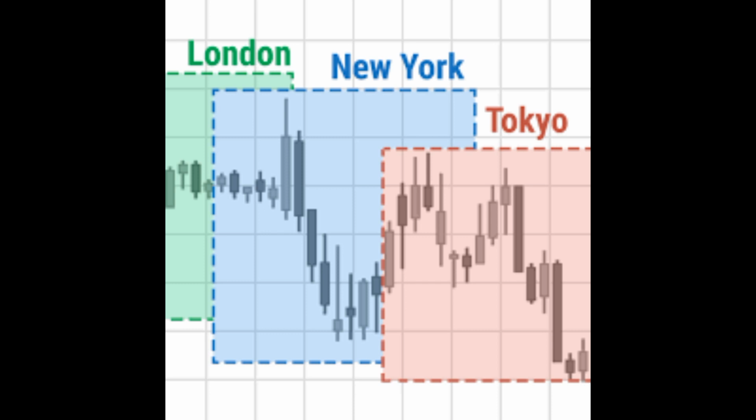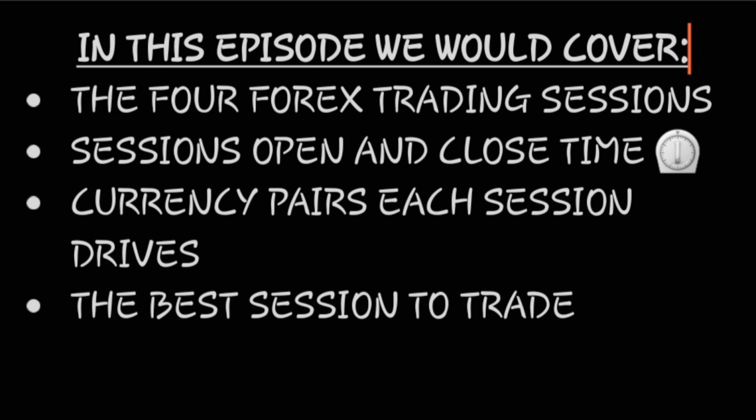Fourth is the Tokyo session. Tokyo is a major financial center in Asia. The session is known for being relatively calm and quiet, and it's not as volatile as the other major sessions. It often sees increased activity during its overlap with the Sydney session. Of all the topics we're meant to cover in this episode, we've just listed the four Forex trading sessions. Now we're going into the session open and close.